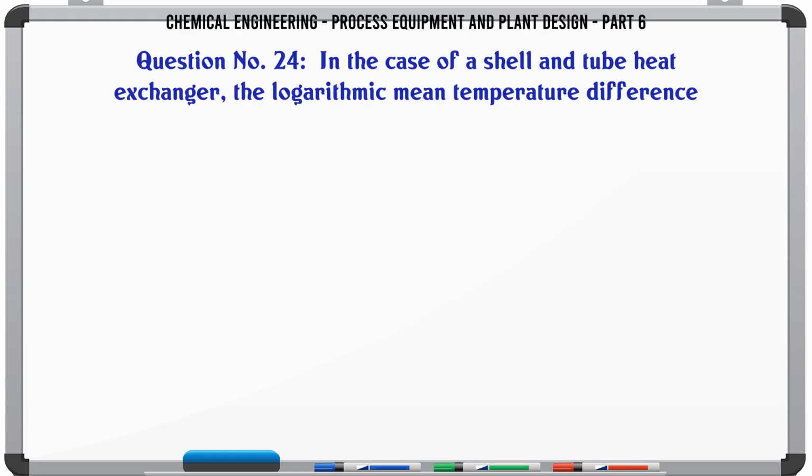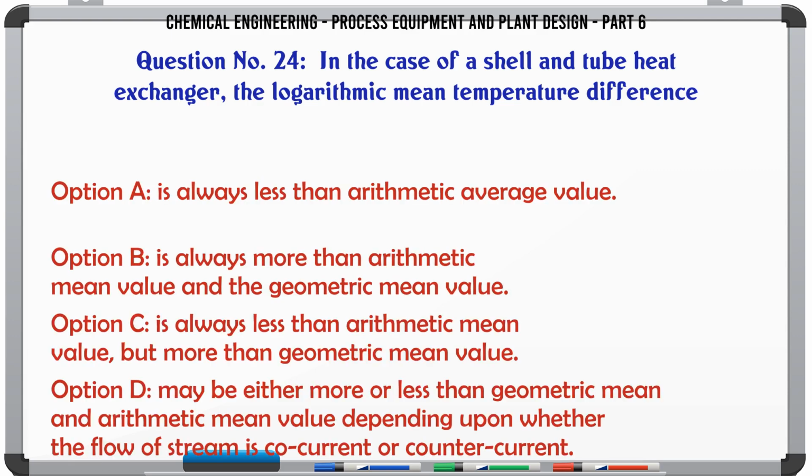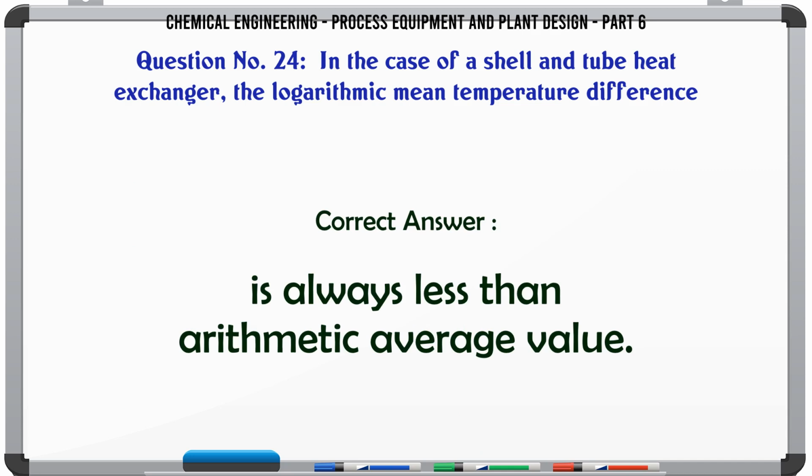In the case of a shell and tube heat exchanger, the logarithmic mean temperature difference A. is always less than arithmetic average value, B. is always more than arithmetic mean value and the geometric mean value, C. is always less than arithmetic mean value but more than geometric mean value, D. may be either more or less than geometric mean and arithmetic mean value depending upon whether the flow of stream is co-current or counter-current. The correct answer is always less than arithmetic average value.